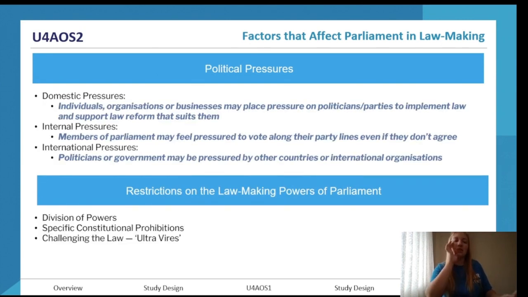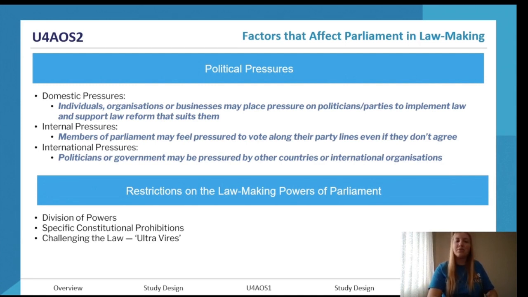So not going into these in too much detail, but these are key points on these slides that you will actually look at in Unit 4 Area of Study 2. Next, we have political pressures, and this is a very fun one because it's really simple. What are the pressures that Parliament has? And you have domestic, internal, and international that you need to be able to define.